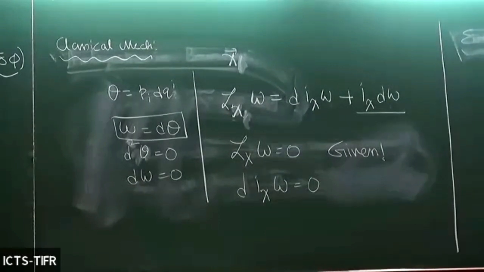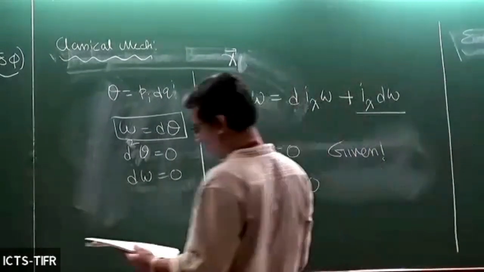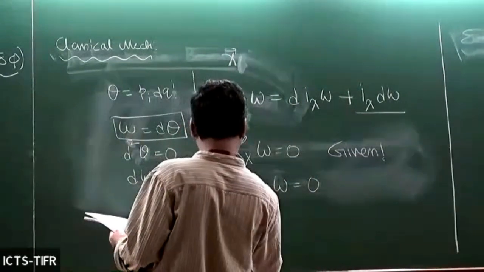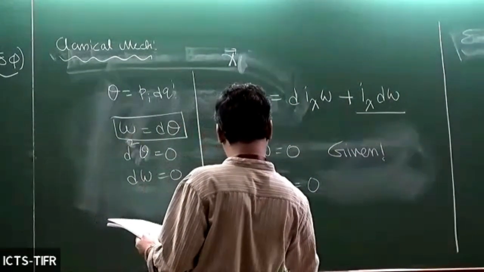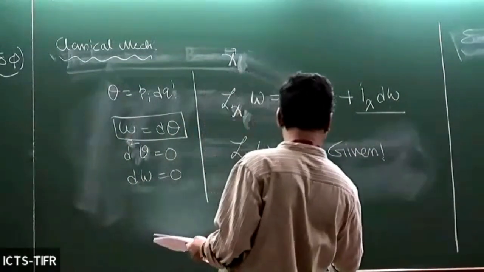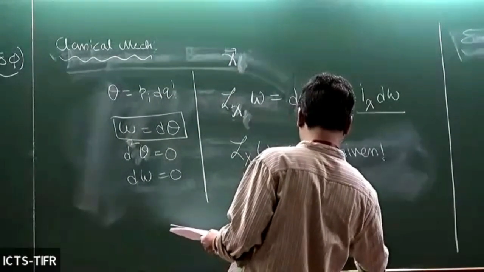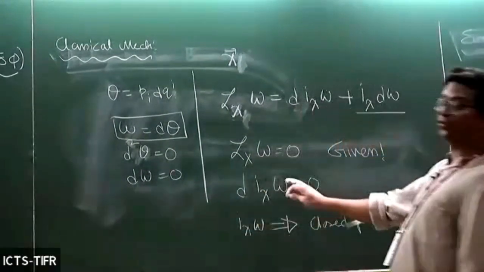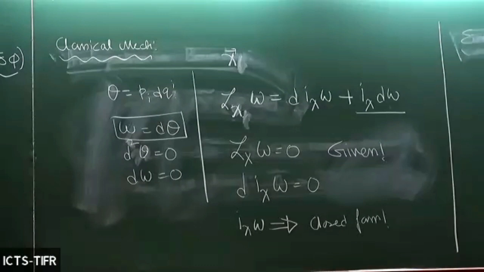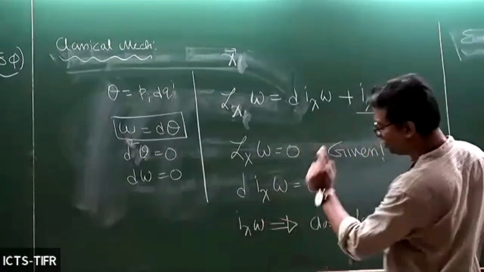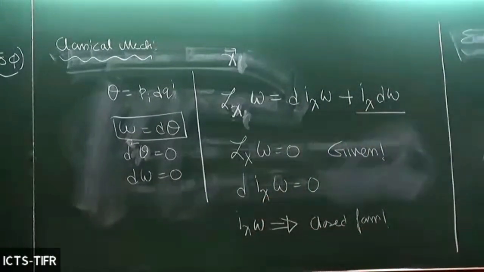This is for an arbitrary vector field, but in the phase space. If this happens, you would call I chi omega to be what kind of form? It's a closed form. It is not exact. So a vector field for which this object is a closed form, that means d of this is 0, we call it a symplectic vector field. This is the definition.